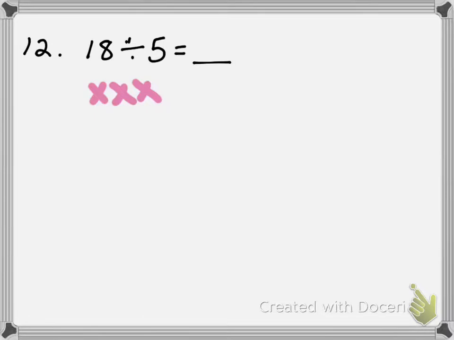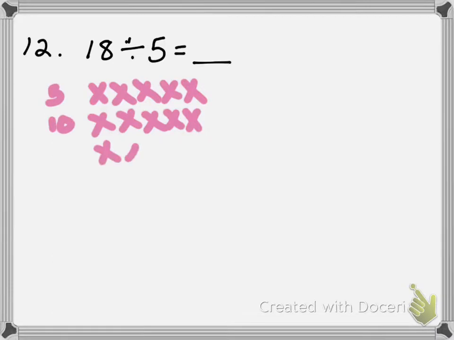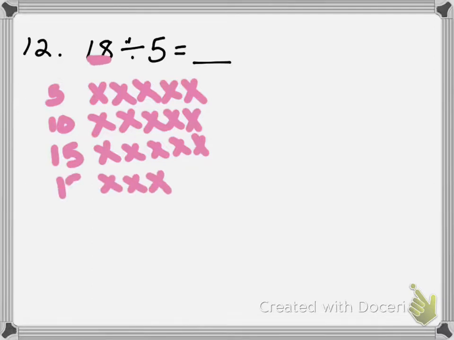So 1, 2, 3, 4, 5. So there's 5 because I'm dividing by 5, right? 1, 2, 3, 4, 5. So now how many? So I've got 5. I've got 10. Let's do another group of 5. 15. I'm supposed to have 18. So I'm going to keep going here. 3 more. Okay, now I've got 18 X's all together.